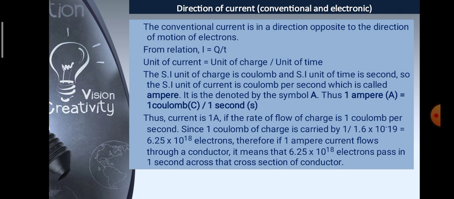Since 1 coulomb of charge is carried by 1 by 1.6 into 10 power minus 19, which is equal to 6.25 into 10 power 18 electrons, therefore, if 1 ampere current flows through a conductor, it means that 6.25 into 10 power 18 electrons pass in 1 second across that cross section of a conductor.